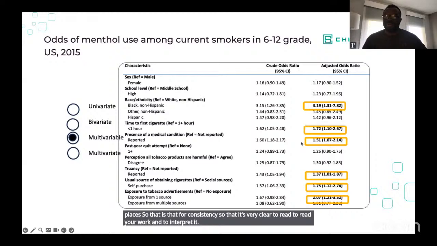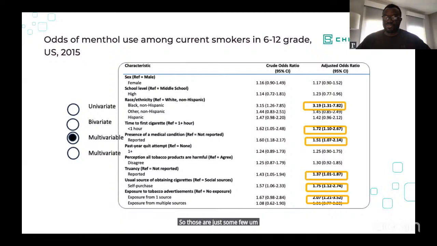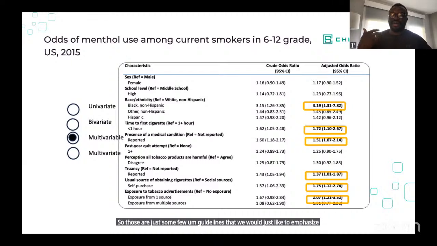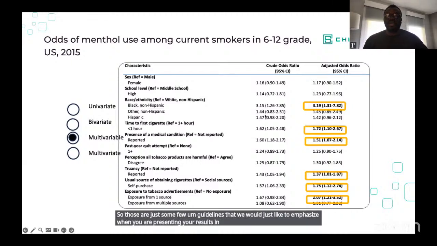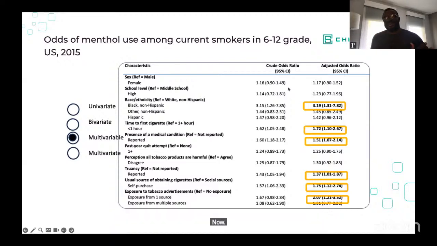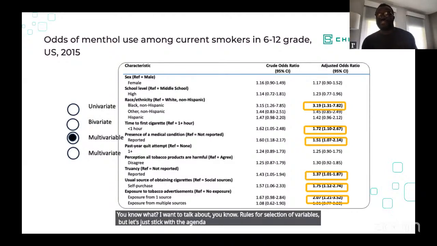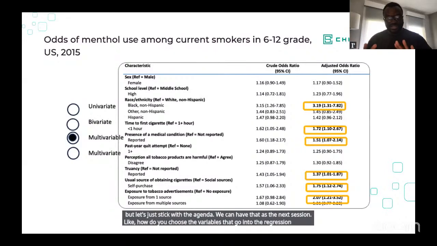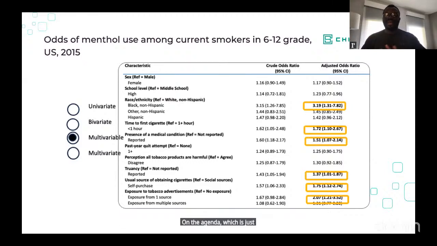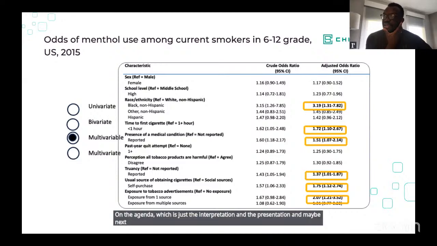So those are just a few guidelines that we would like to emphasize when you are presenting your results in terms of odds ratios. While this lecture is more about interpretation, I want to talk about rules for selection of variables, but let's just stick with the agenda. We can have that as the next session, like how do you choose the variables that go into the regression model. So we just focus on the agenda, which is the interpretation and the presentation, and maybe next time we can focus on the actual mechanics of selection of variables into your regression.